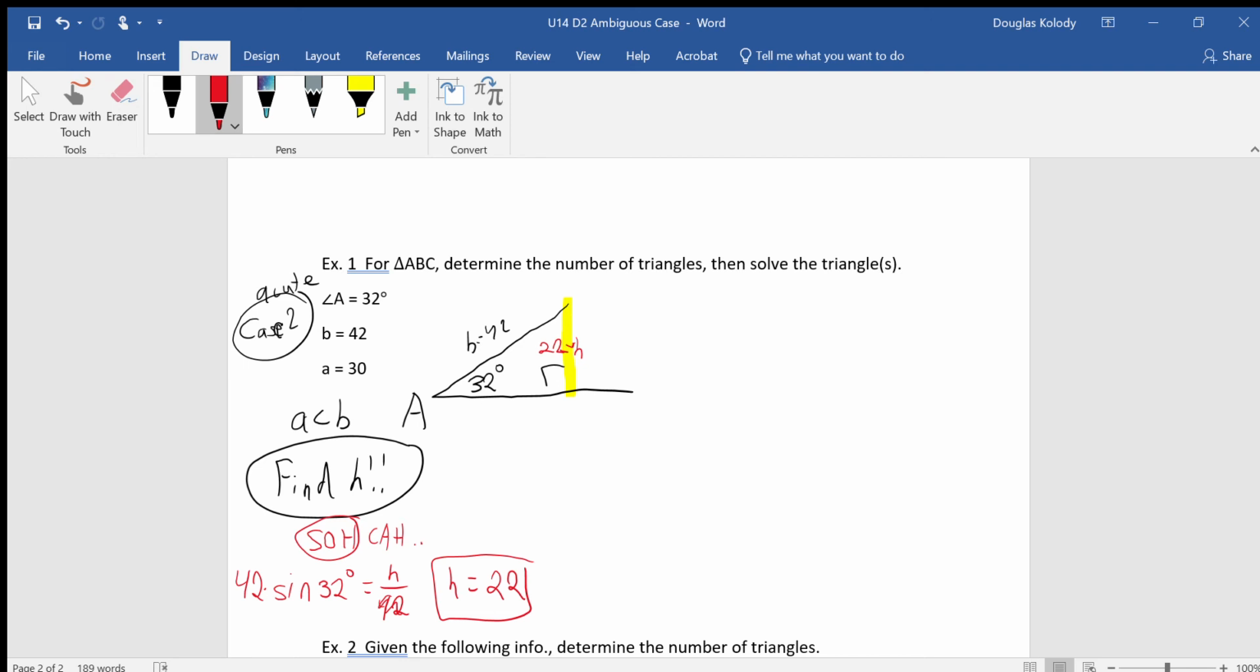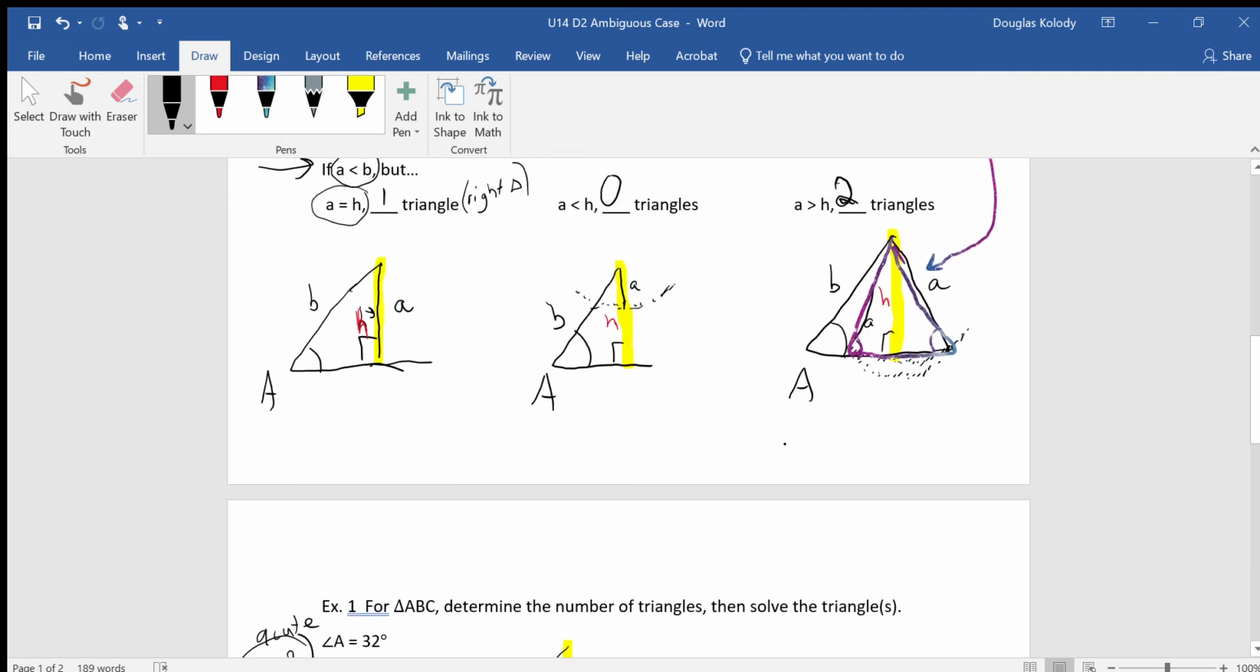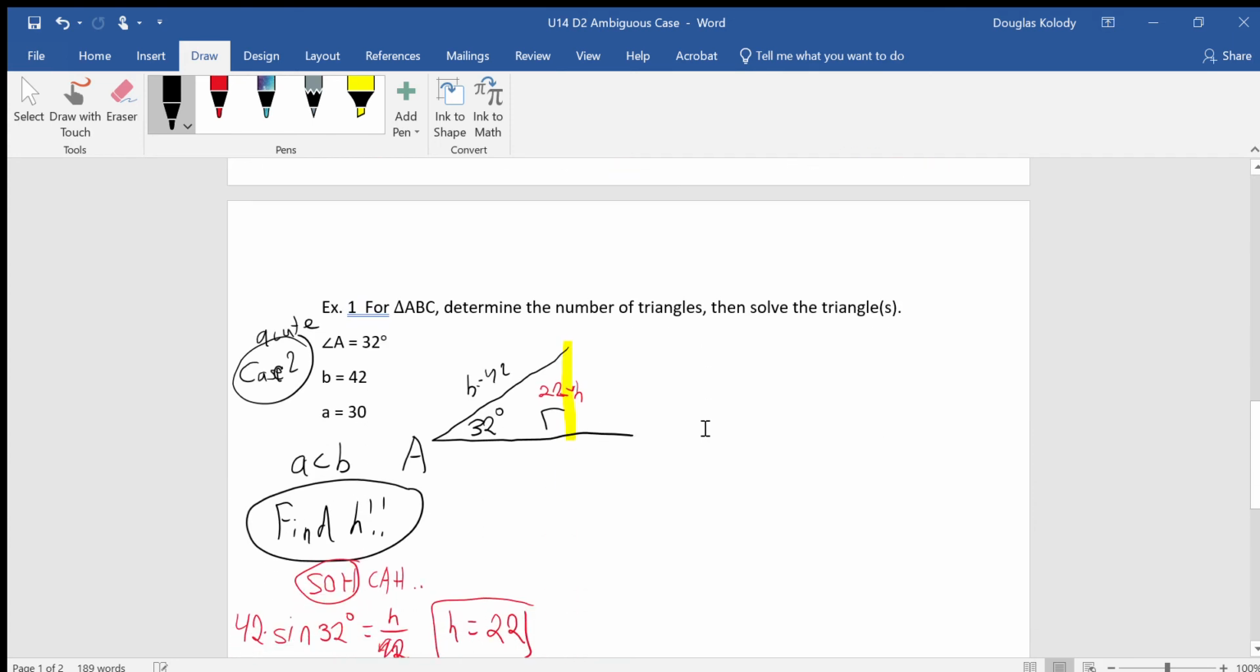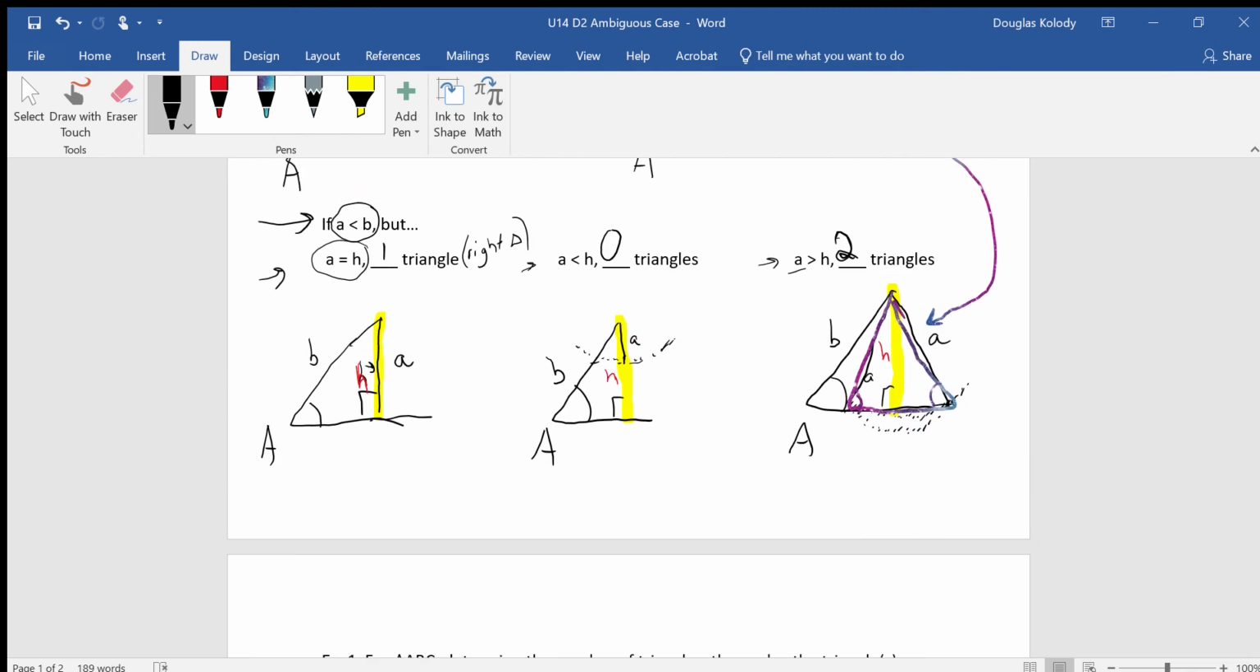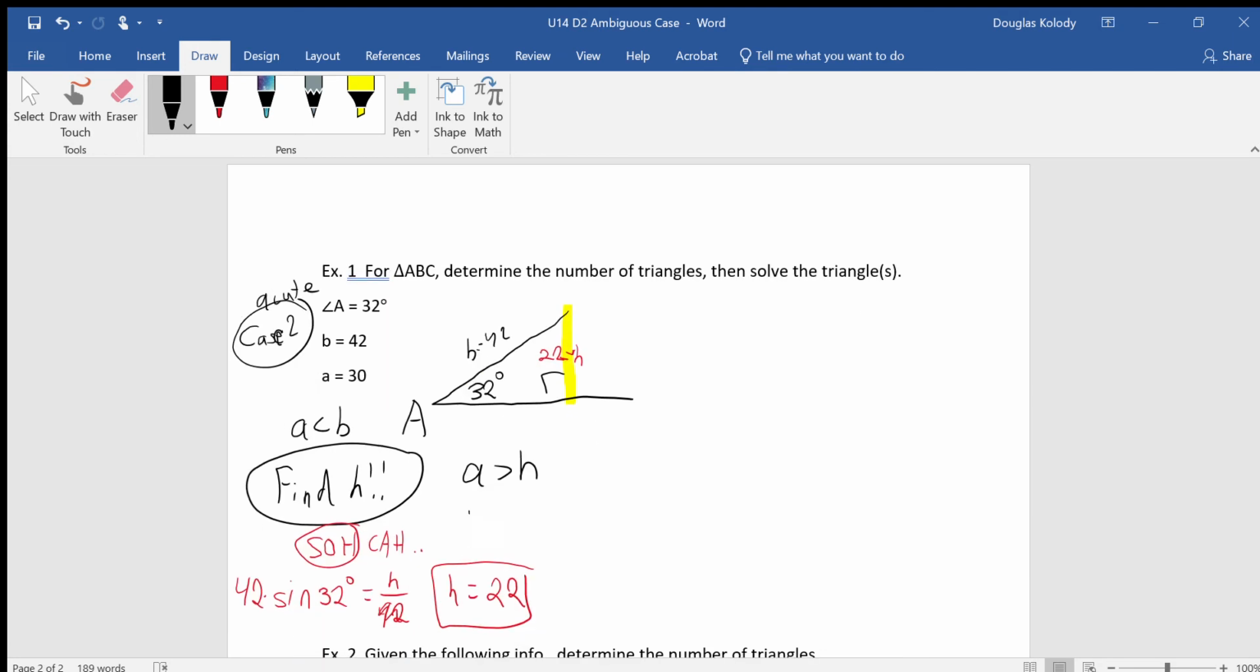Okay, so now let's compare A to H. Remember, let's go up here to our notes. A could be equal to H, A could be less than H, or A could be greater than H. And that determines how many triangles we get. So what's the case here? H is 22, A is 30. A is greater than H. So how many triangles do we get? We get 2 triangles. There it is right there, 2 triangles. It's going to be that case. You knew I was going to give you this example, everybody. You knew it.